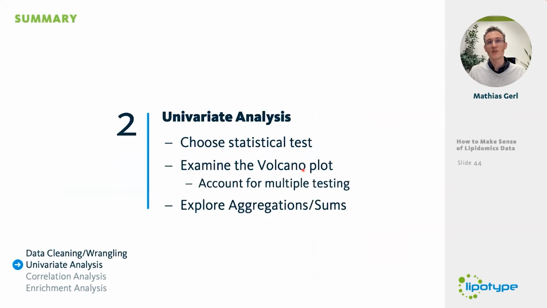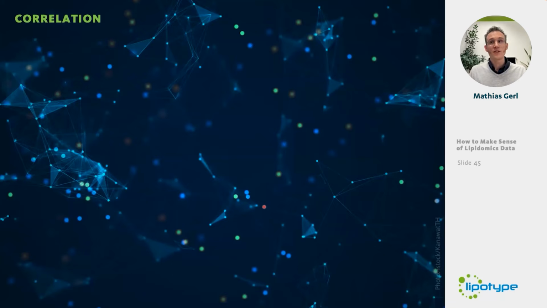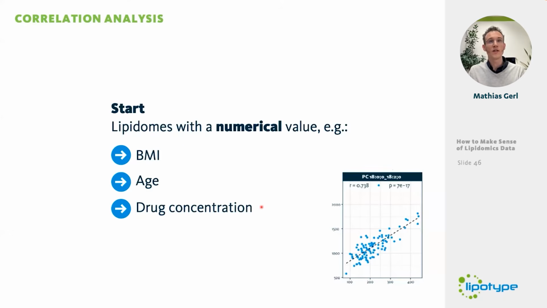You should examine the volcano plot, account for multiple testing, and explore different aggregation and sums. Next, we look at correlation. Now you don't have two groups, but you have a numerical value, usually from outside, that you try to see if there's anything correlating with your lipidome.